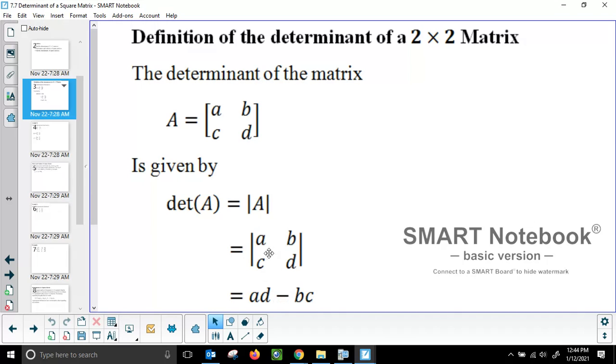So if matrix A is A, B, C, D, and you see the bars around it and not the full brackets, then that is signifying that we're trying to find the determinant. All you have to do is A times D and subtract B times C, and that's how you find the determinant of a 2 by 2 matrix. Pretty straightforward, fairly easy.